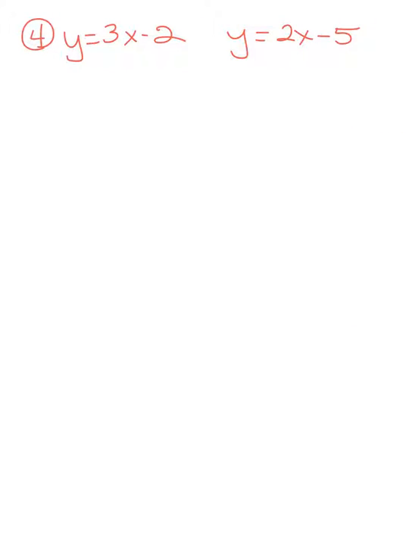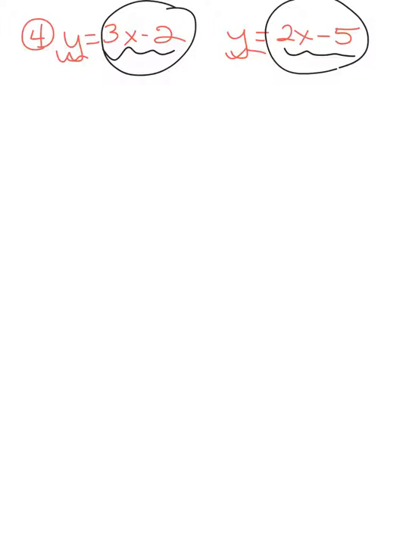In our last example for today, we have y is equal to 3x minus 2 and y is equal to 2x minus 5. Now our first step was always to isolate one variable in one of the equations, but if you notice, y is isolated in both equations. So here's the interesting thing about that. If y is equal to 3x minus 2 in the first equation, and y is equal to 2x minus 5, doesn't that mean that 3x minus 2 and 2x minus 5 are equal to each other?